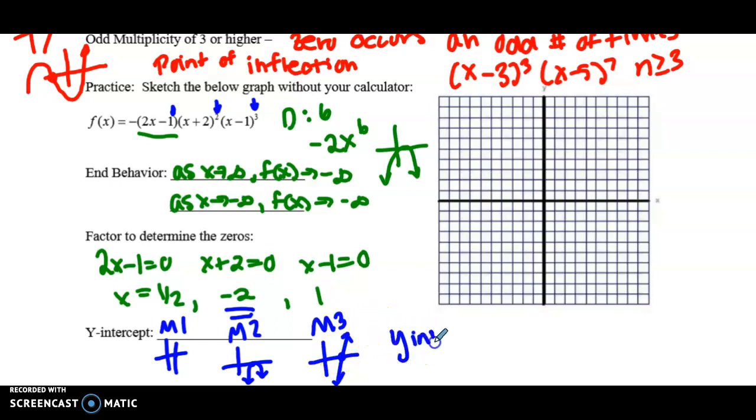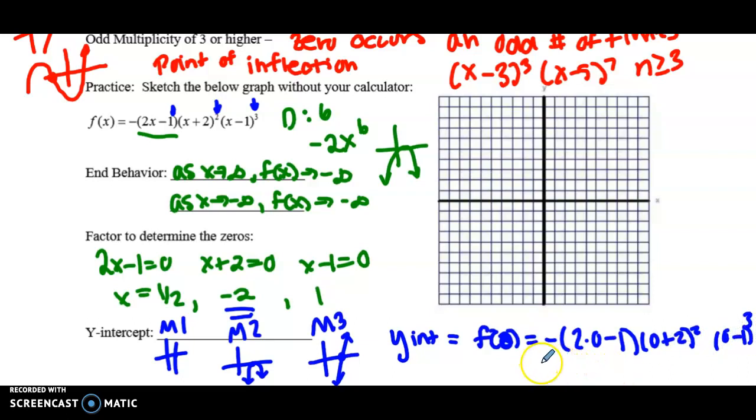All right, then the last thing we need to find is the y-intercept. So what you're going to do, always do the end behavior, zeros, and your y-intercept. For your y-intercept, you're just plugging in 0. Sorry, messed that up. So you're just plugging in 0 here. So you're going to end up with f of 0 equals negative 2 times 0 minus 1, times 0 plus 2 squared, times 0 minus 1 to the third. And once you do the math, you end up with 0, negative 4.